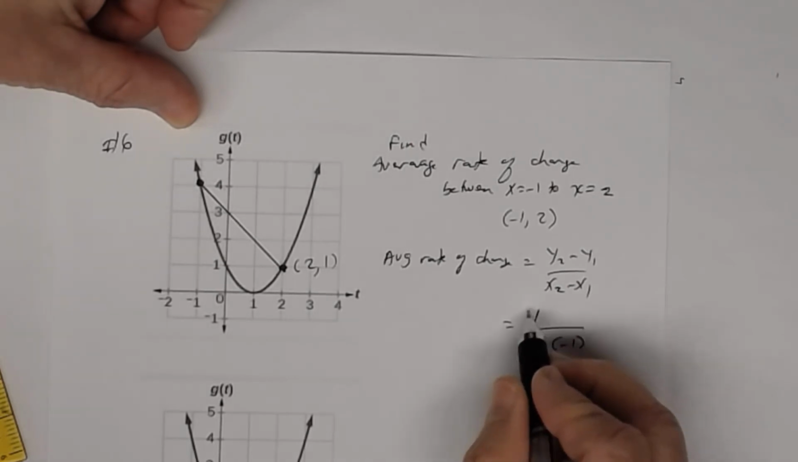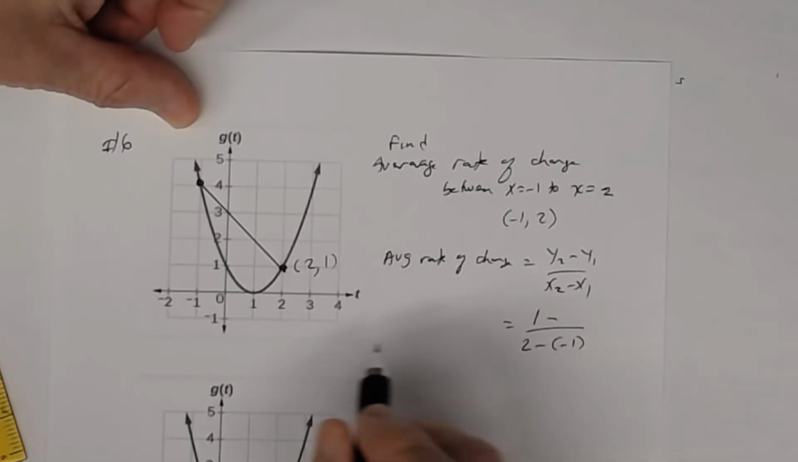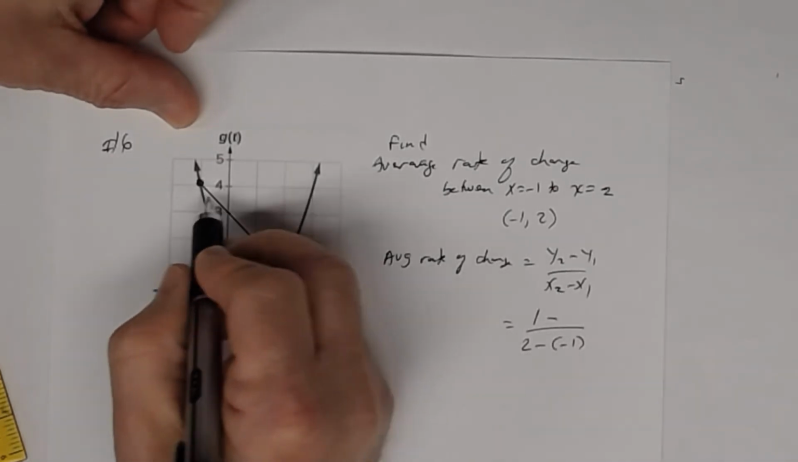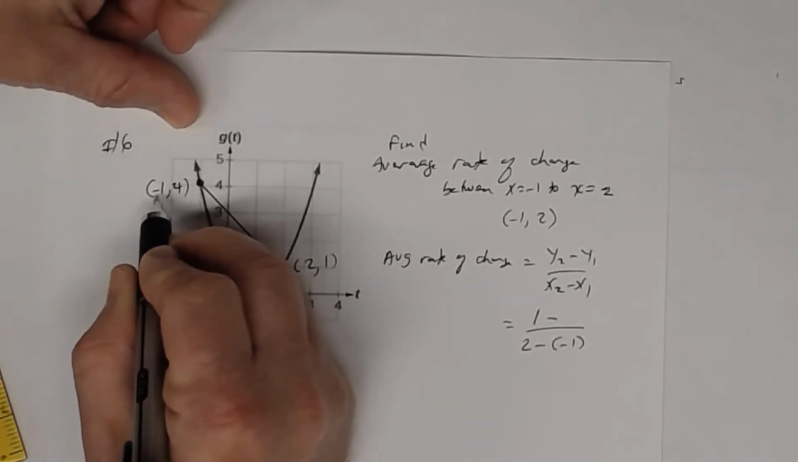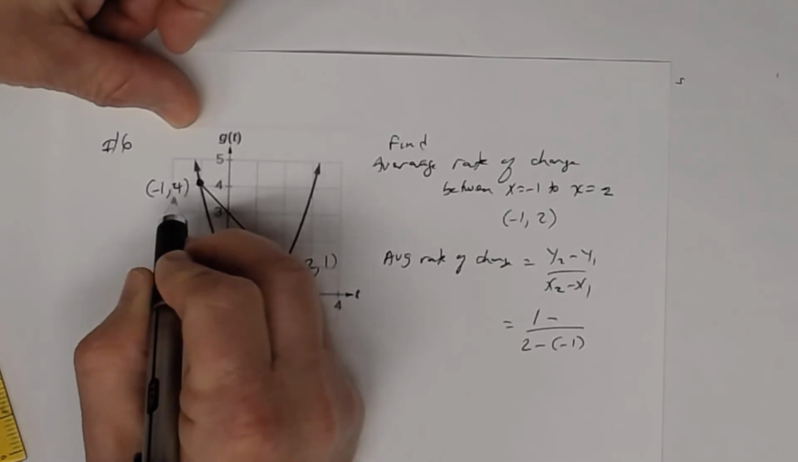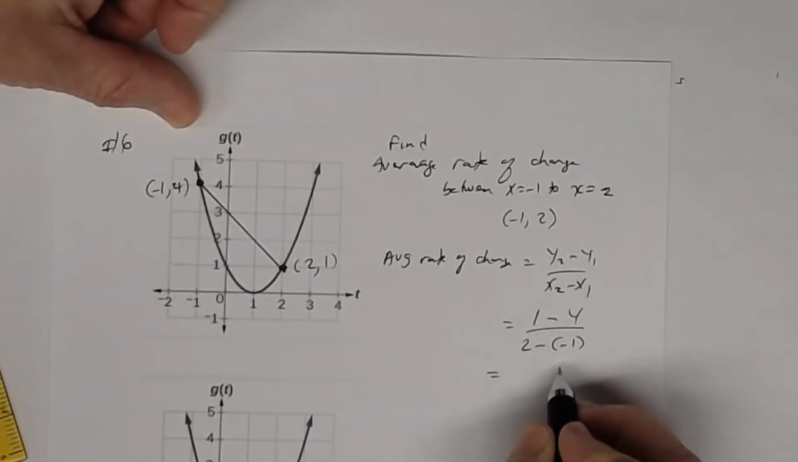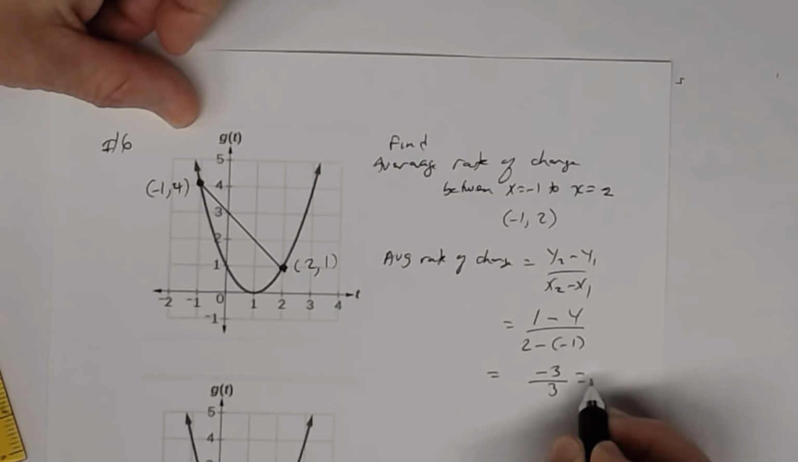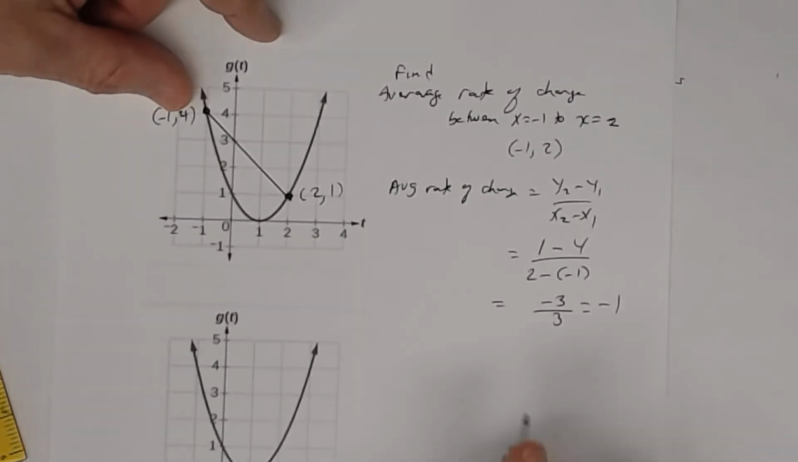So when x is 2, my y value is 1, minus, and then do the same thing with negative 1. When x is negative 1, what's my y value? The point here is negative 1, 4. So my y value is 4. Then I get 1 minus 4, which is negative 3, and 2 subtract a negative 1 means 2 plus 1, so that's 3. So I get negative 1. The average rate of change is negative 1.